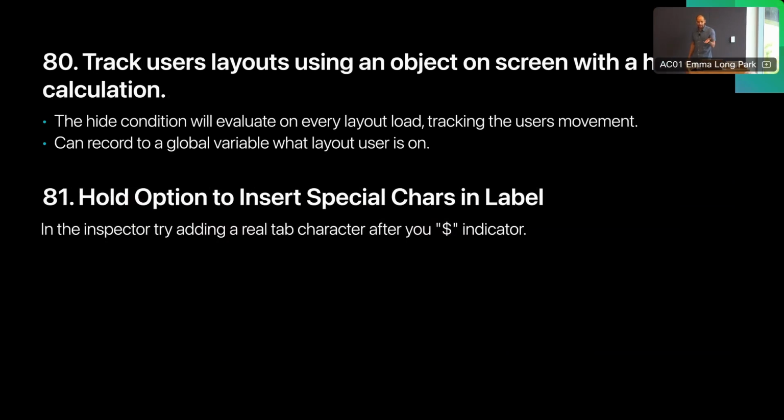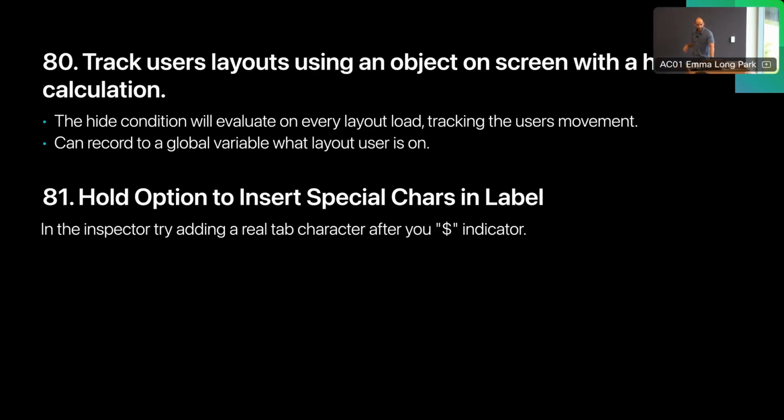Track users' layouts using an object on screen with a hide calculation. If I need to know every single time somebody goes to a layout or looks at a record, I can use a hide calculation on that layout. Because the hide calculation will be evaluated every time they go to that and every time a new record loads, I could, for instance, leave a global audit trail or do some interesting things with that. If you have ever seen the old file from years ago, the forward and back navigation pieces use this technique to track where you're going.